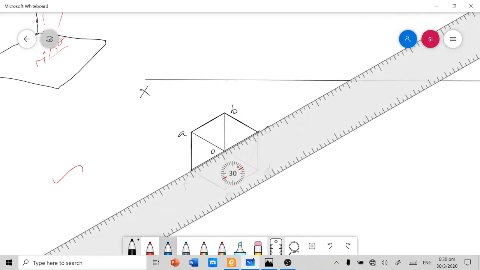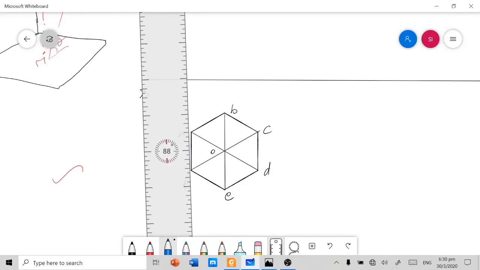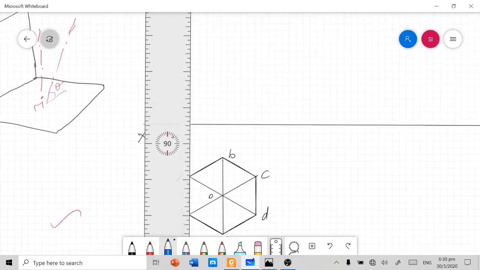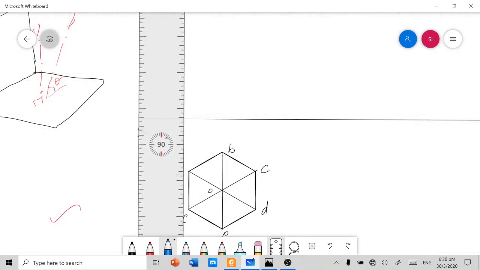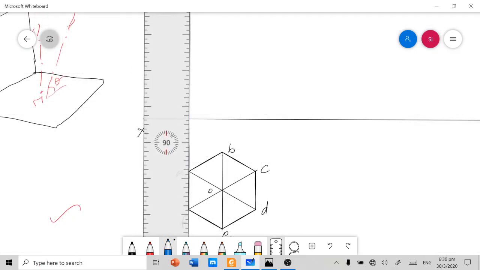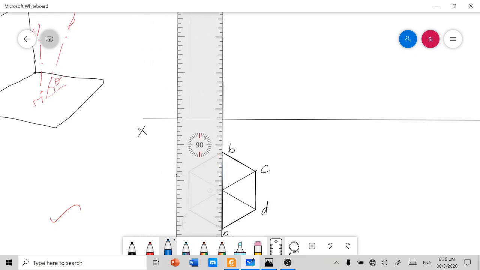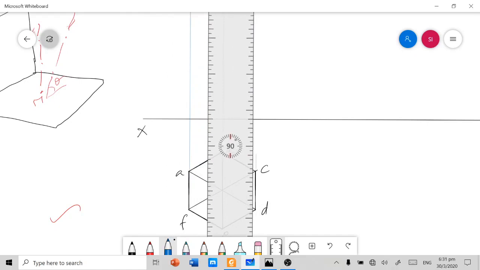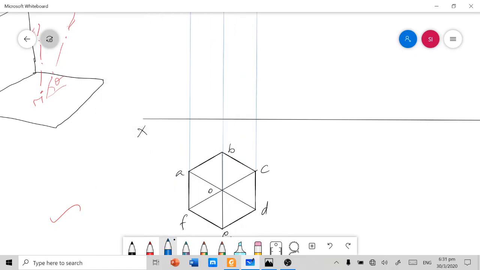Then you have to draw the projectors from each and every corner of the solid, including the apex point, and mention the corners in the front view also: A dash, F dash, B dash, E dash, C dash, and D dash.